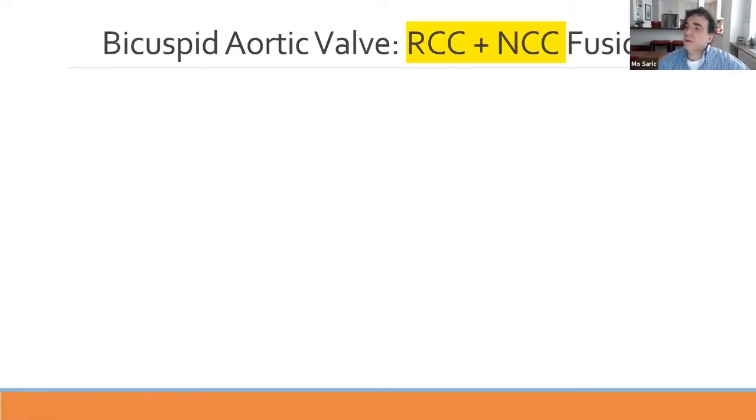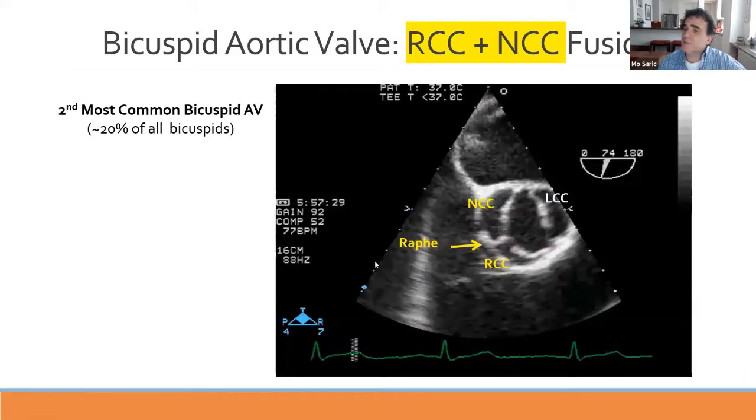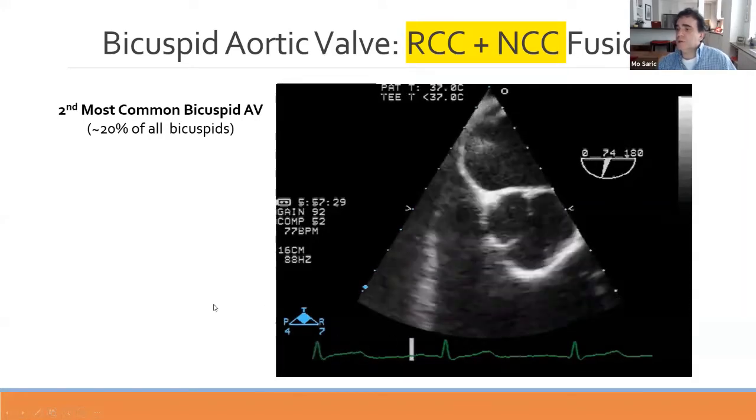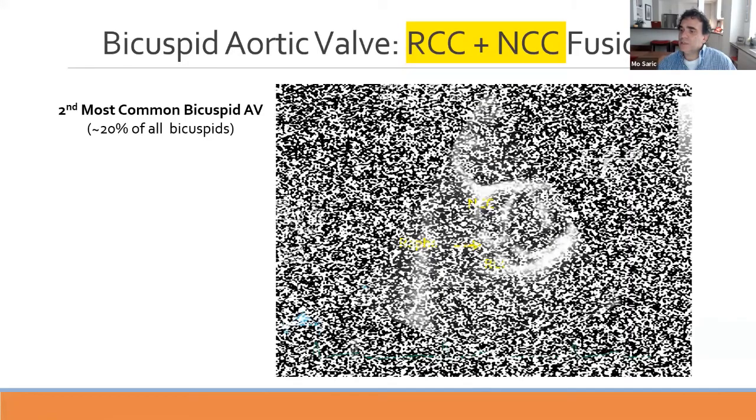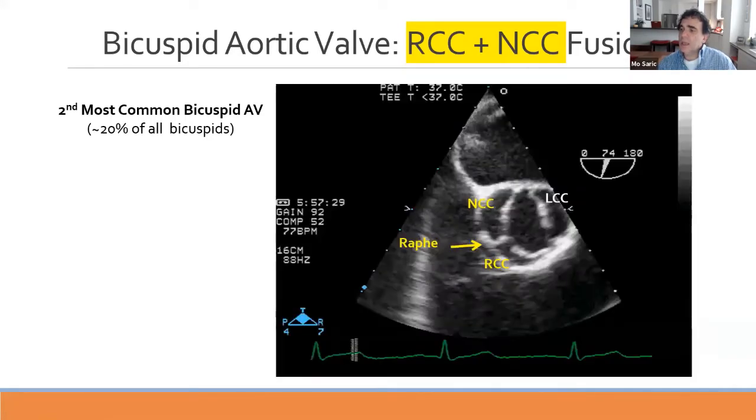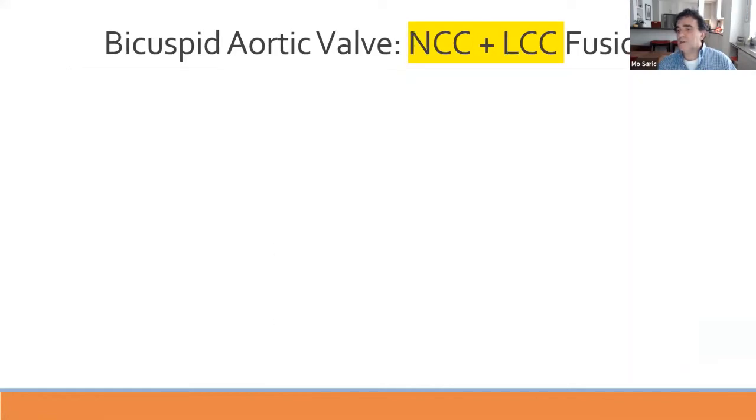The next common form is the right and non-coronary cusp fusion, which is about 20% of all bicuspids. Again, I will show you a transesophageal echocardiogram of a patient with bicuspid aortic valve. Here, there is a raphe between the non and the right coronary cusp, first in a still image, and then I'll show you in a moving image. Again, if I freeze the image, there is a raphe between the non and the right coronary cusp.